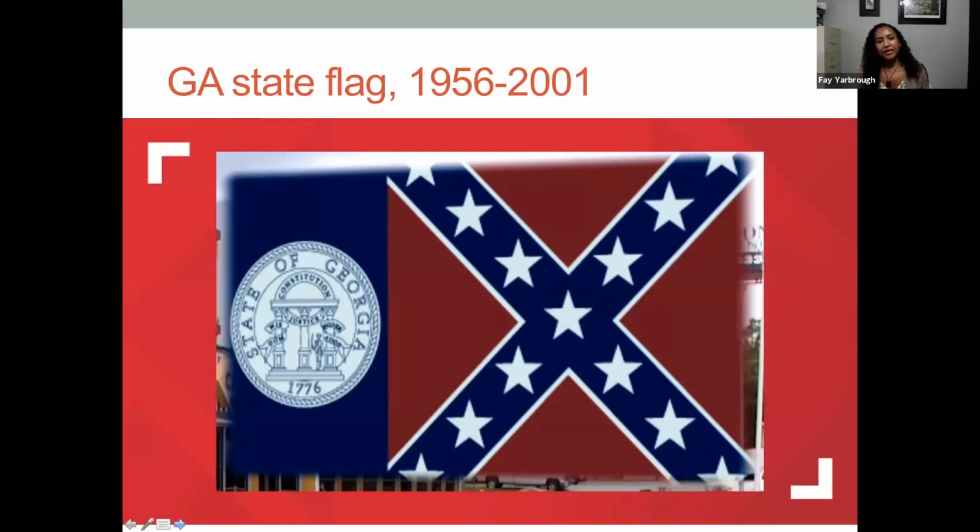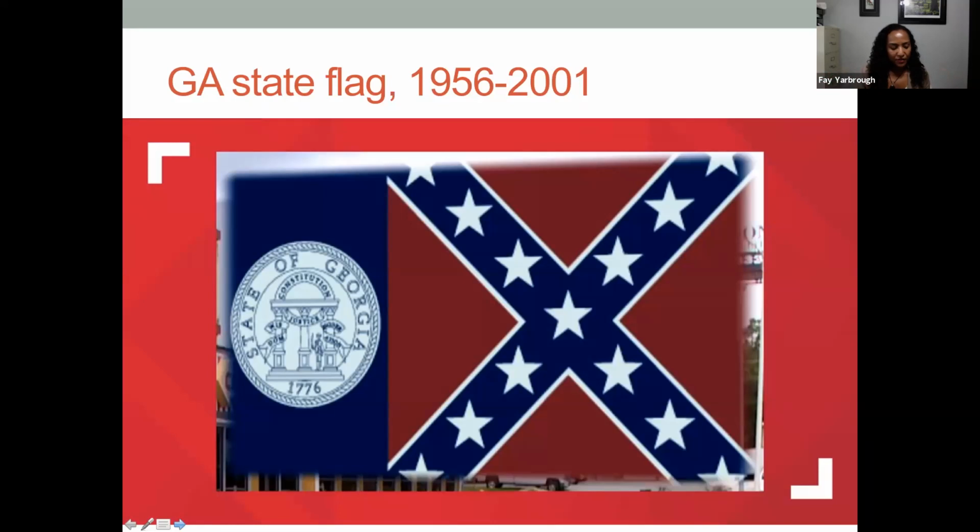It's 1956, in the wake of the Brown v. Board of Education decision. So it's really a response to the fact that the Supreme Court said that Southern states had to integrate schools, that the Confederate flag suddenly becomes really popular again in the state of Georgia. And so again here, they take the flag down in the early 2000s.